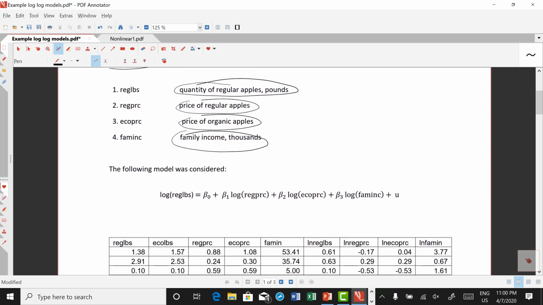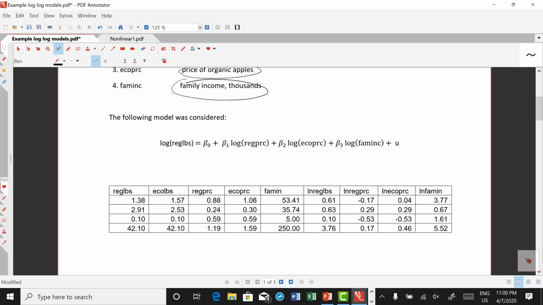So the model that we're considering is a model where we have the log of the quantity demanded of regular apples as a function of the log of the price of regular apples, the price of organic apples, and also family income. So remember, this is related to a demand model where the quantity demanded of a good is a function of its own price, the price of substitutes, and also income.